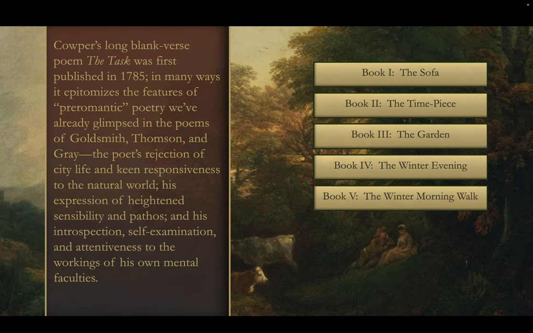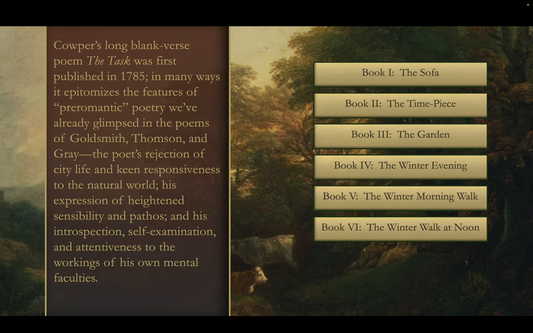In book five, The Winter Morning Walk, this is the most political of the 6 books. He talks about war and tyranny and liberty. This was the period of revolution. There was the American Revolution, which had just been decided at the time that he was writing The Task, and things were beginning to get unsettled in France during this period. Book six, The Winter Walk at Noon, he discusses his love of animals and offers a rapturous vision of heaven, a place that he thought he would never be admitted. He believed he was going to hell.